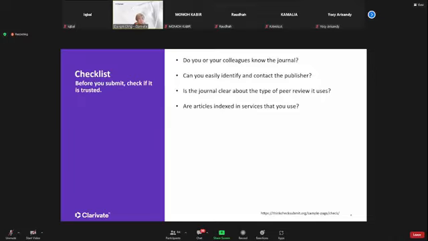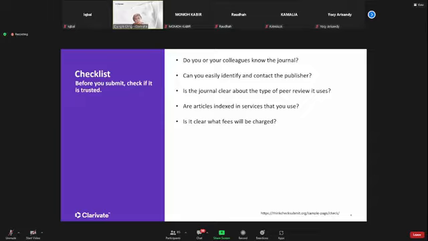Then, articles indexed in services that you use. This is a very straightforward sentence, but many people would think, oh, I can find it on Google. So does that mean that it is trusted? Right? So when I talk about services that you use, I would be looking at specific databases, perhaps Web of Science, or even Journal Citation Reports, or even specialized databases, for example, like Inspec. So make sure that you are able to identify these articles within some of these services before you submit your own manuscript.